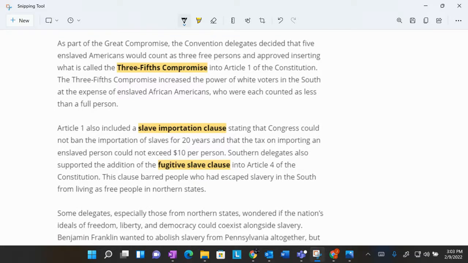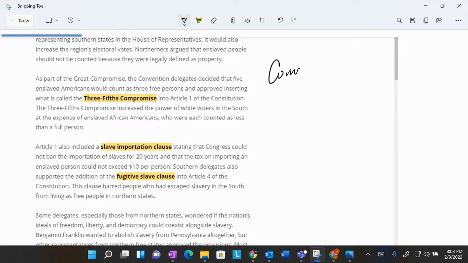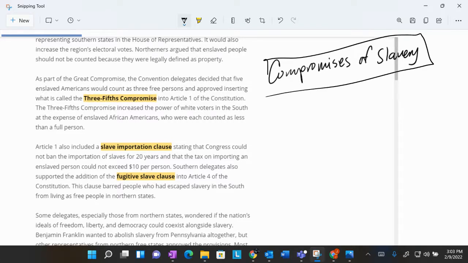So we discussed after the escape room the compromises on slavery. There were some states that depended on the institution of slavery, and they wanted to make sure that this Constitution protected it. And then there were delegates or representatives who came from the North who didn't agree that slavery and freedom could coexist. So they had to compromise.